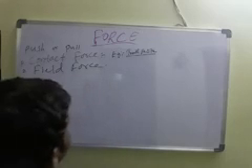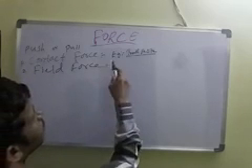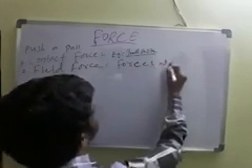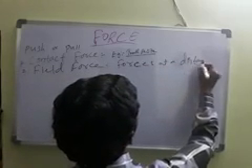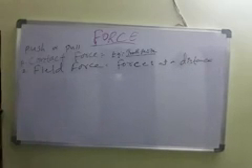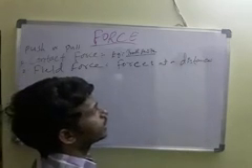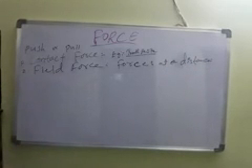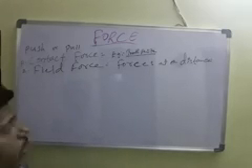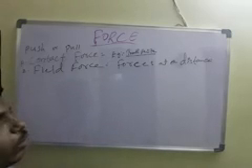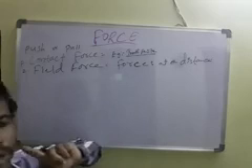Second one, field force. Field force is also called forces at a distance. So what does field force mean? The force which results without direct contact between two interacting objects. There should not be contact between the two objects.